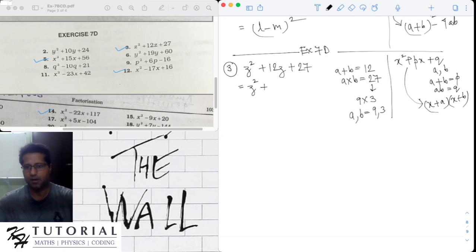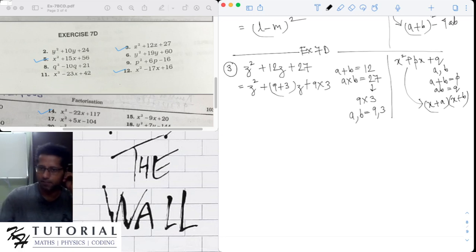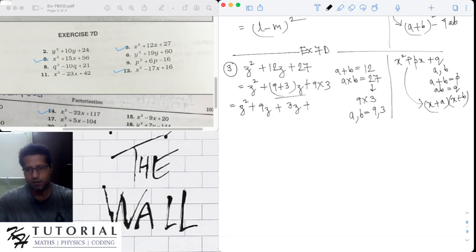From the given polynomial x square plus px plus q, we know that p will be equal to a plus b. So I will express 12z as 9z plus 3z, and we have 27 as 9 into 3 because q is equal to ab. In this problem, q is 27 and a and b are 9 and 3. Now this is equal to z square plus 9z plus 3z plus 27, the product 9 into 3.